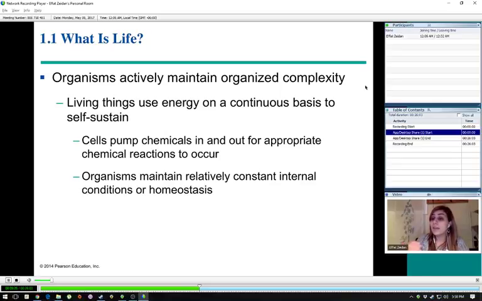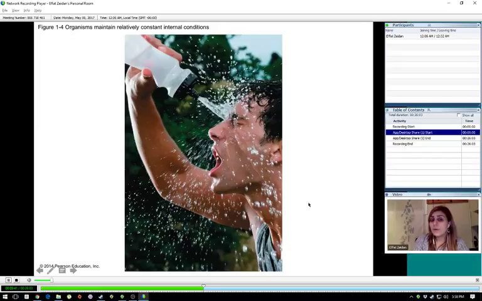So cells in our body pump chemicals in and out for appropriate chemical reactions to occur. They also maintain relatively constant internal conditions, or the state of homeostasis. And this is an example of how our organisms maintain relatively constant internal conditions. Our brain, for example, tells us that we need to drink more water if we're dehydrated, and in order for us not to get dehydrated, we drink more water, and that's an order from our brain.